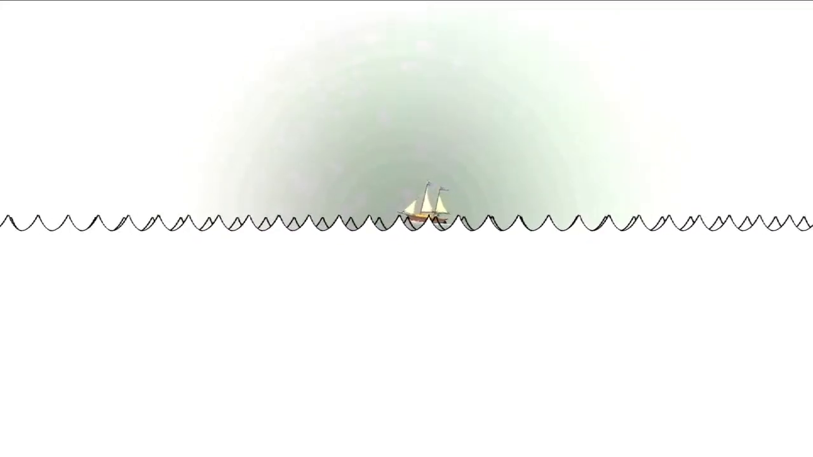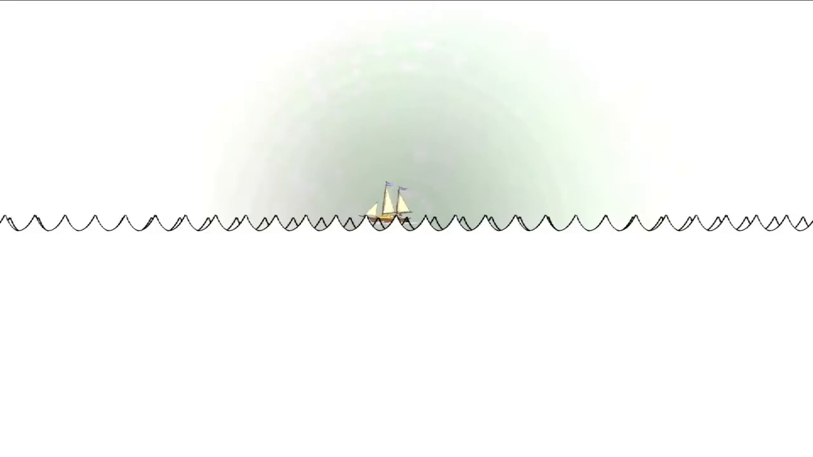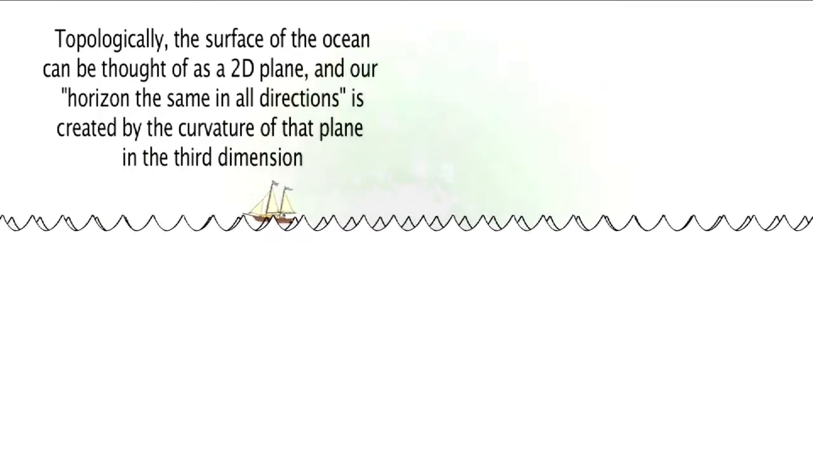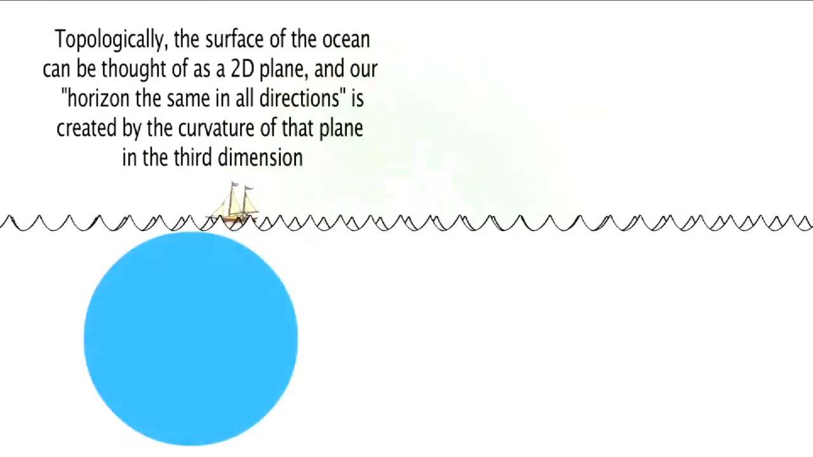If I'm on a boat in the middle of the ocean, I can see a horizon that appears to be the same in every direction. From this I can deduce that there is a slight curvature to the surface of the ocean, which is, topologically speaking, a 2D plane, and understand that I'm really on a 3D sphere.